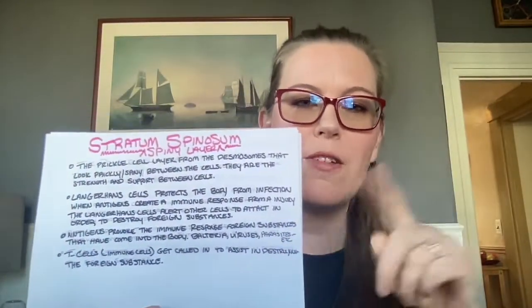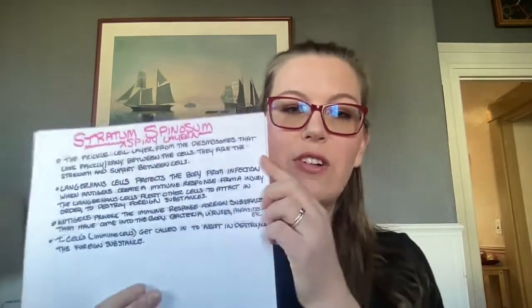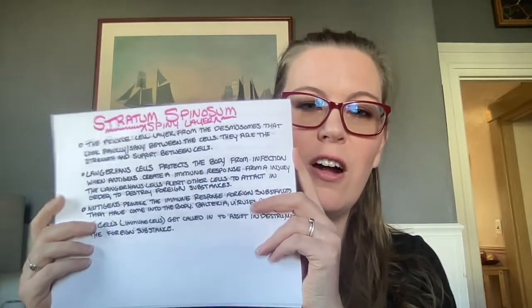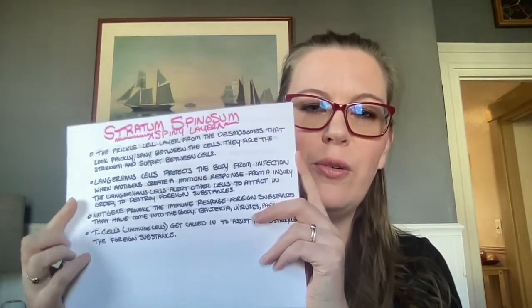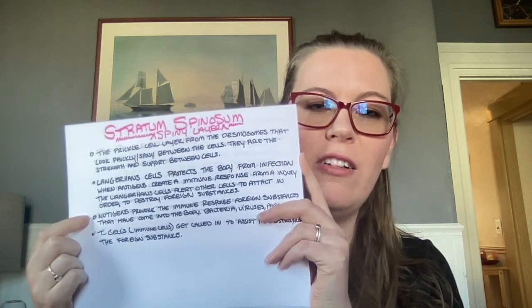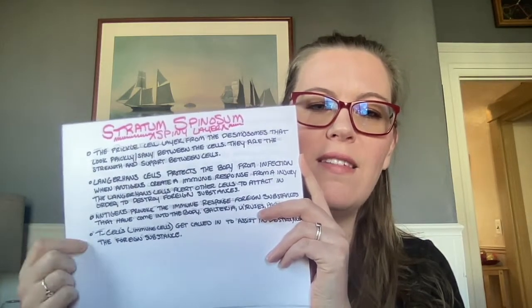Stratum spinosum is our spiny layer. This is our prickle cell layer. We also start to find our protection here. So our Langerhans cells, when we might get a cut, they create an immune response. It starts to call in the antigens. The antigens call in the T cells, and they start to fight any foreign substances in our body.